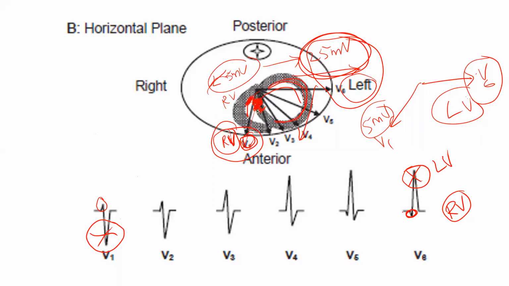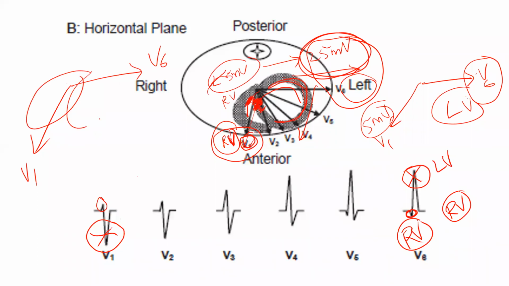Anand Hegde asked, how do you explain negative wave in V6? Okay, that one only I'm telling, this negative wave in V6 is due to activity of RV, because V1 is facing like this, V6 is facing like this, and the cardia are situated like this, the axis is going everywhere like this, okay?